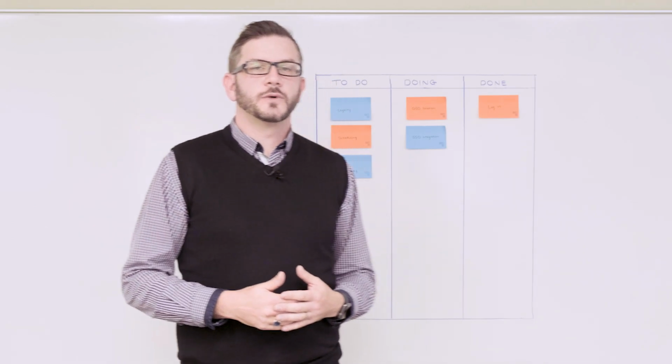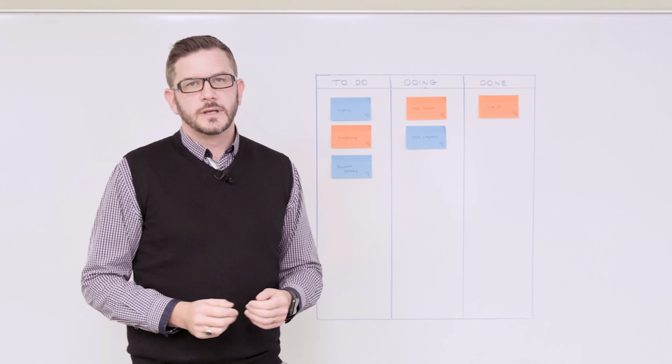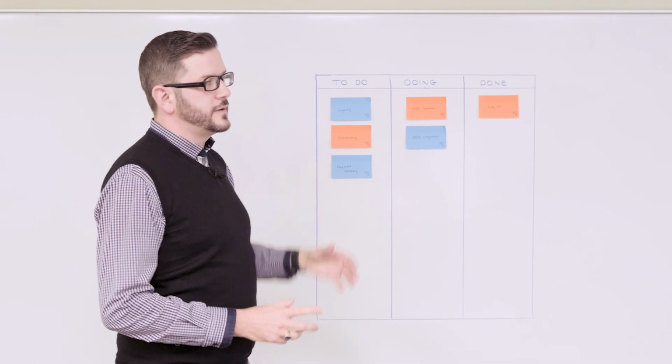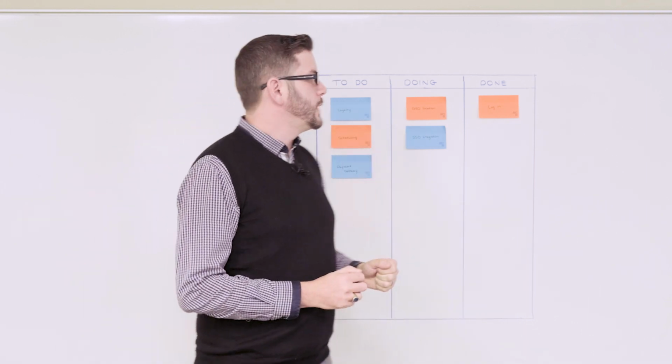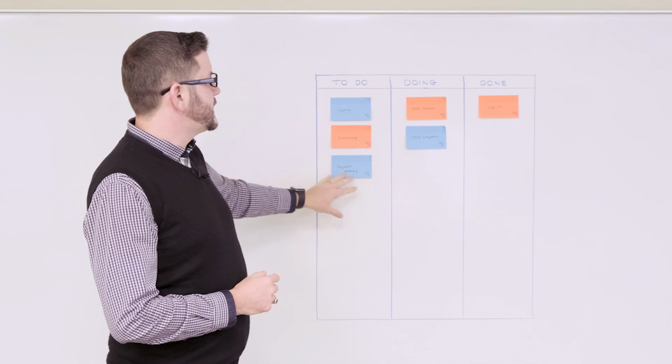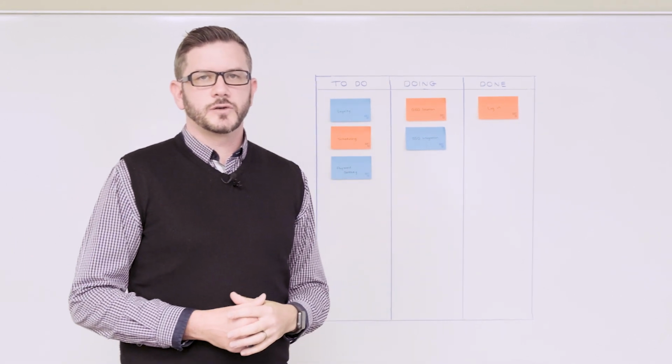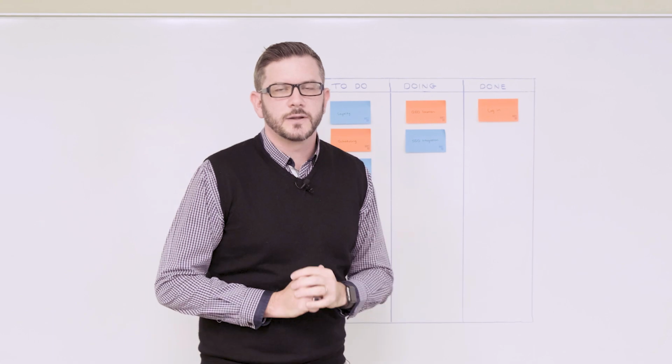The second way you could run your stand-up is walking the board. In this case, you get your team members to talk to what's on the board. So instead of going around in a circle, we let the board set the agenda with the items that are there, and we make sure that all items are talked to by the member of the team that's working on them.